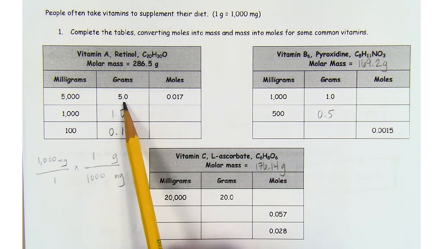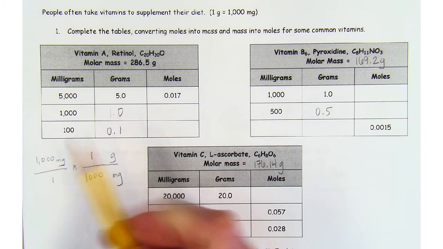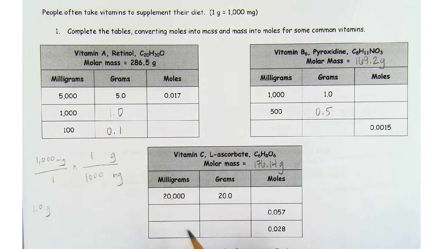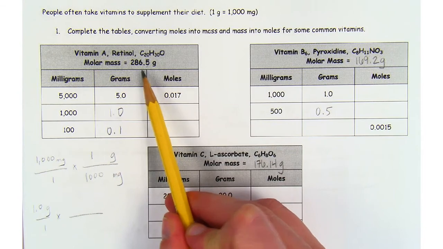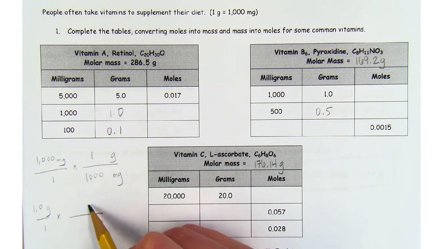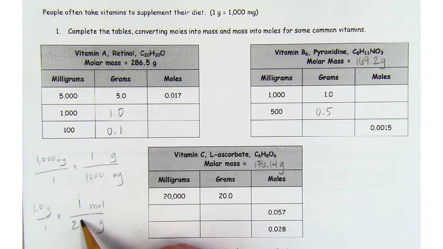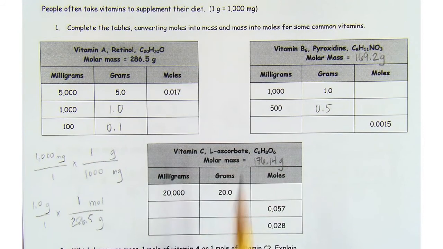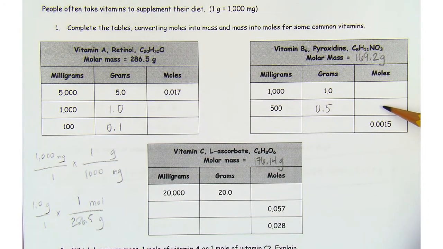It also asks you to convert from grams into moles. So I'll give you a brief example for right here for how I do that. I'd start with the grams, 1.0 grams, put it over 1. And here's where I have to use the molar mass. So grams has to go on the bottom, moles on the top. In 1 mole, I have 286.5 grams. If you were to do this math, you should come up with the number that goes in this box. So that's what you should do here, here, here, and here.